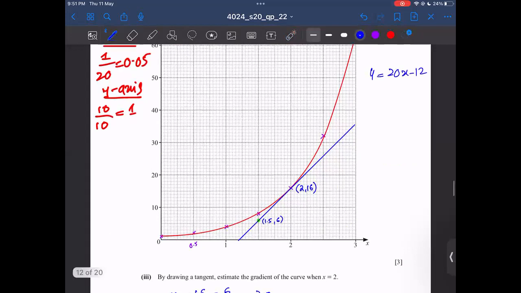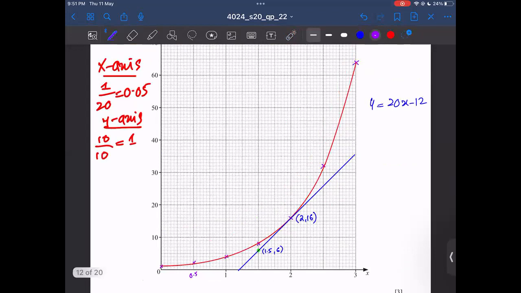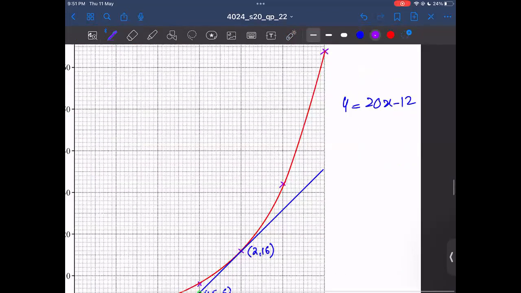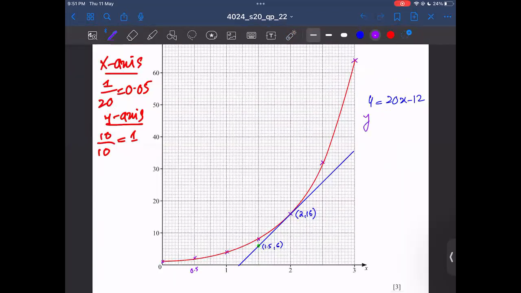In order to draw the line, we need 2 points. Just put the value of x as 0. You have y value minus 12. Just put x as 2. You can put any value, x value 1 as well, x value 2 as well. With x equal to 2, 2 twenties are 40, 40 minus 12 is going to be 28. So you got 2 points here. 0, minus 12.